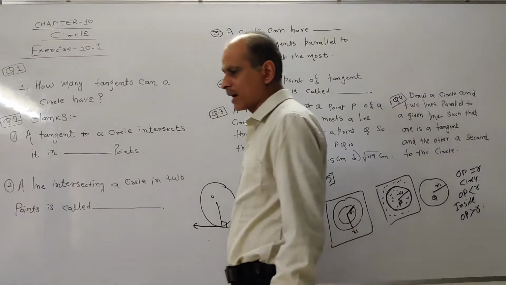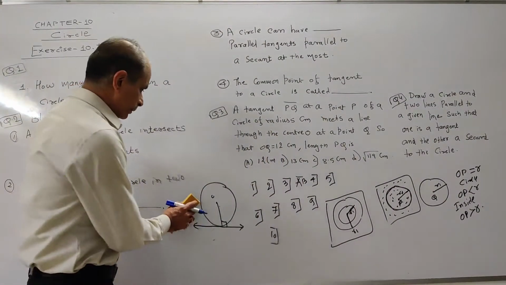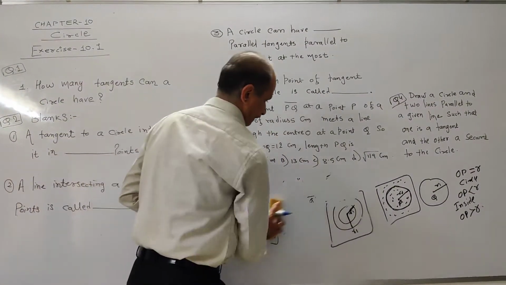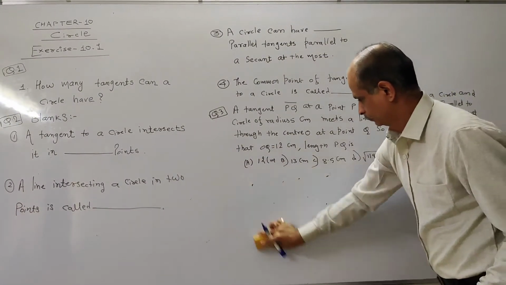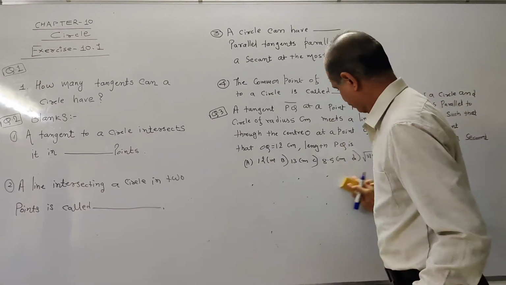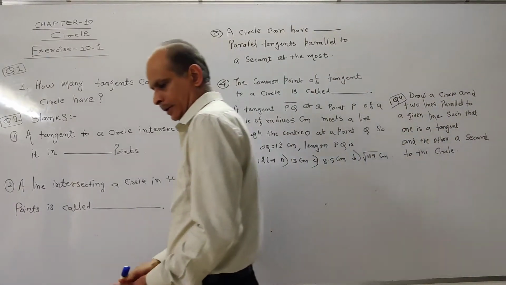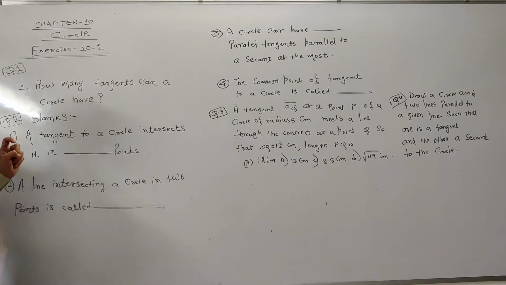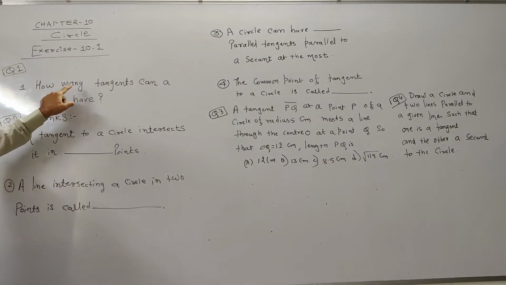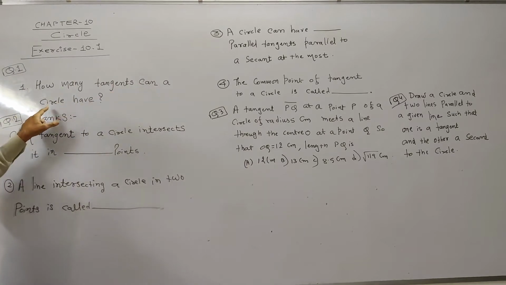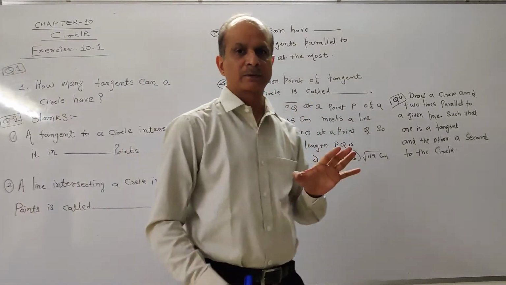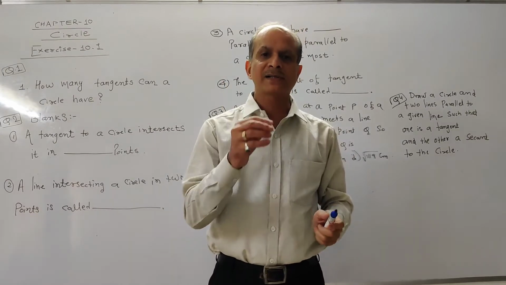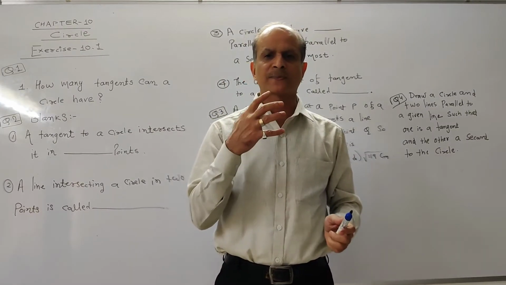Well, now let us start exercise 10.1. Question number 1. How many tangents can a circle have? To solve question number 1, 2, 3 and 4, we need the understanding of the 10 concepts only.